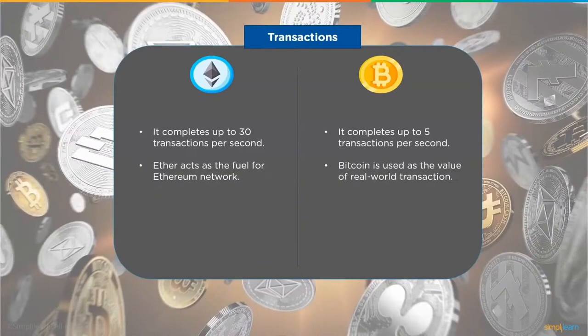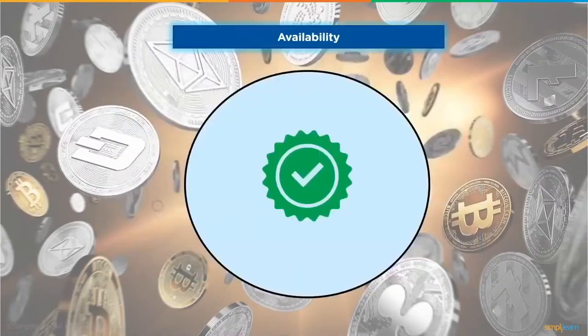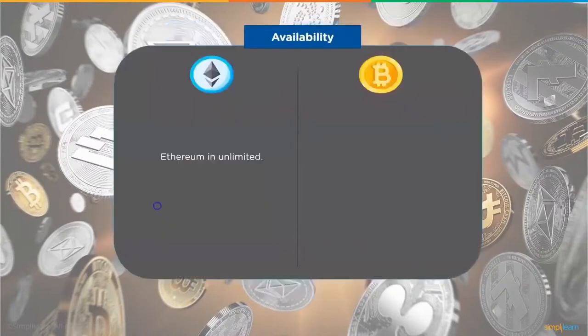To compete with already present electronic cash like credit cards and Google Pay, Ethereum and Bitcoin require higher productivity to attain widespread adoption. Not talking about the availability of both cryptocurrencies, Ethereum is not limited, but it can occasionally reduce due to large network upgrades. However, Bitcoin is limited to 21 million coins, and as of today, 18 million Bitcoin is already used.